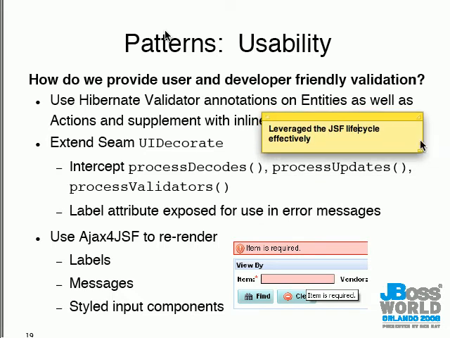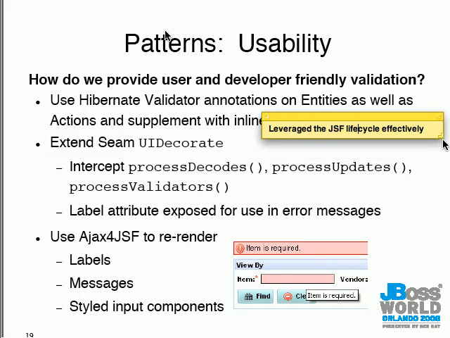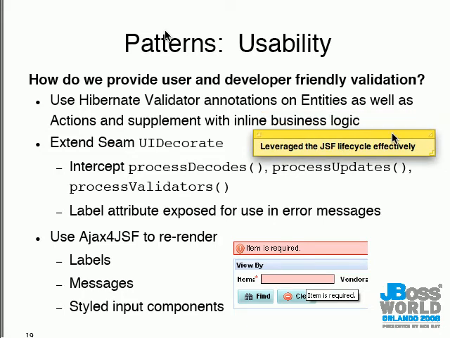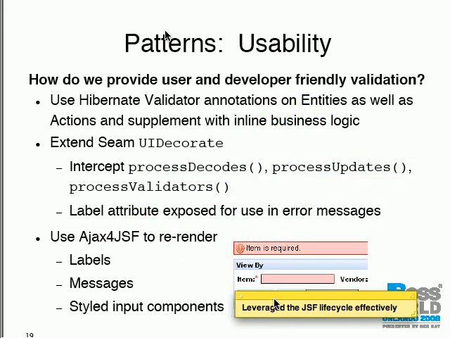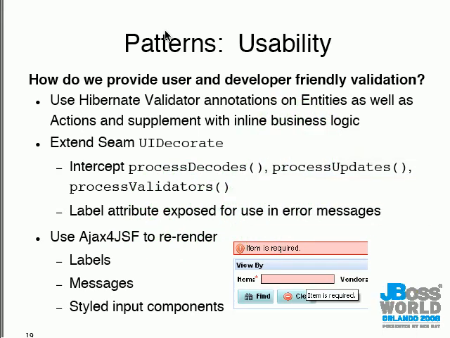So on that UI decorate, we intercept the process decode, process update, and process validators methods. And on that UI decorate tag, we have a label attribute that exposes to the current scope the label to use. For instance, on the item inquiry screen that Kunal showed, the name item is exposed. So for a required field, or if you enter bad text or something, we can refer to that item field in the error message.